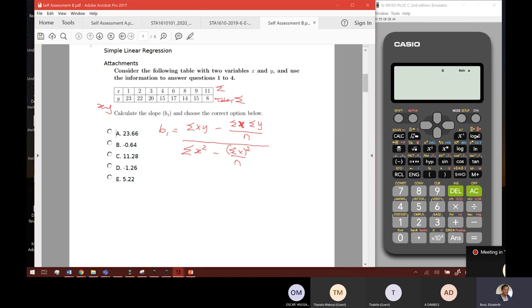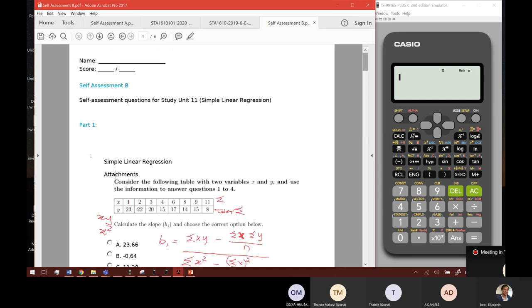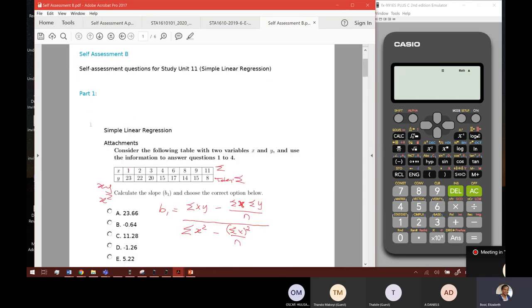1, 2, 3, 4, 5, 6, 7, 8. We have 8, and that will be your N, and you substitute your sum of X squared. You will have to create X squared and square each X value. So 1 squared, 2 squared, 3 squared, 4 squared, and once you get the answers, you add all of them. That will give you the sum of your X squared. Then when you are done, you substitute, you calculate, and it will give you that.